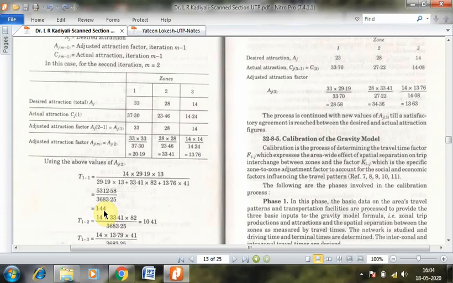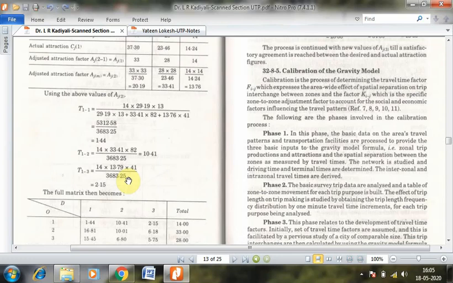Now whichever calculation is being shown in the textbook, it's better you solve it on your own and check whether the solutions are matching with the text. There might be many mistakes that might have happened in the text, so you will have to do the corrections accordingly. So this was T11 of second iteration. Similarly, you will have to find out T12 for the second iteration, T13 for second iteration, and so on.